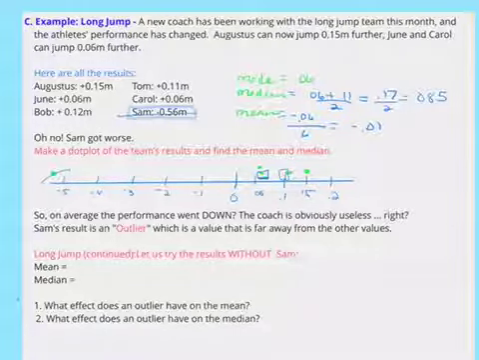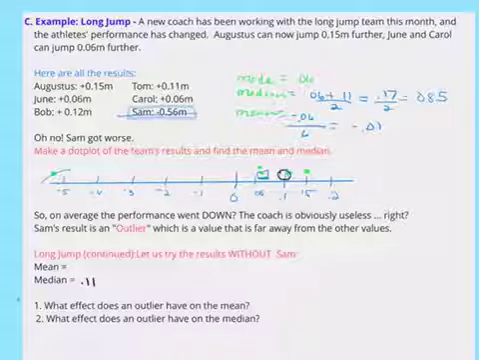So if I'm counting over my values here, I have 1, 2, 3, 4, 5. So 3 this time would be my middle, or this third dot would be my middle number. And we know that that dot is the value 0.11. So the median is saying it is 0.11.